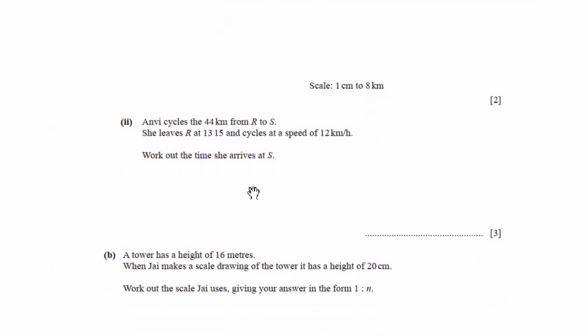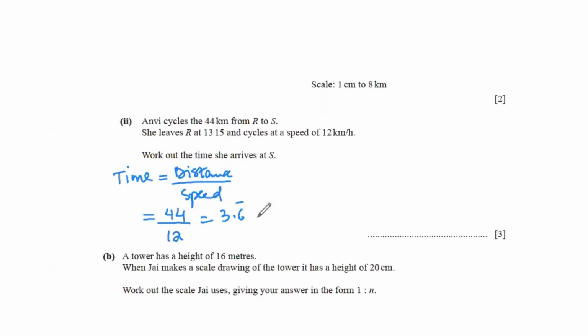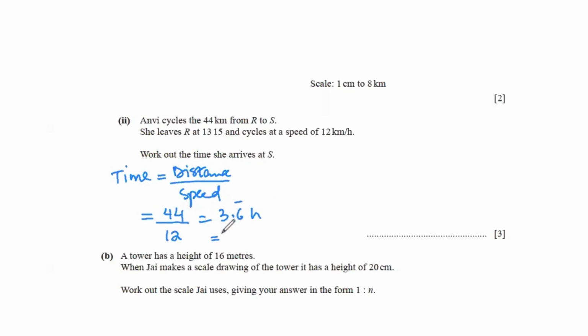Then it says Anvi cycles the 44 kilometers from R to S. She leaves R at 13:15 and cycles at a speed of 12 kilometers per hour. Work out the time she arrives at S. So first we need to find the time duration during which she is cycling. So time is going to be distance over speed. So that's going to be 44 divided by 12. And that equals 3.6 recurring hours.